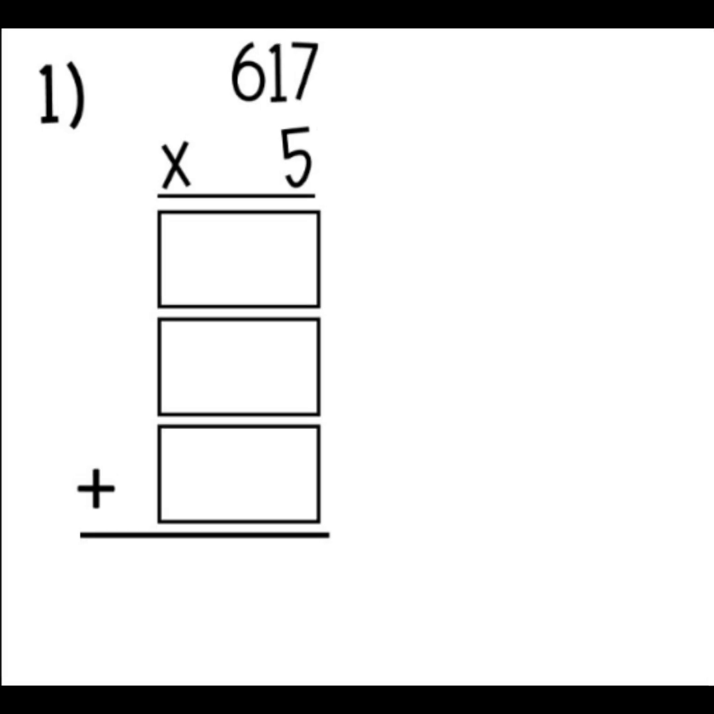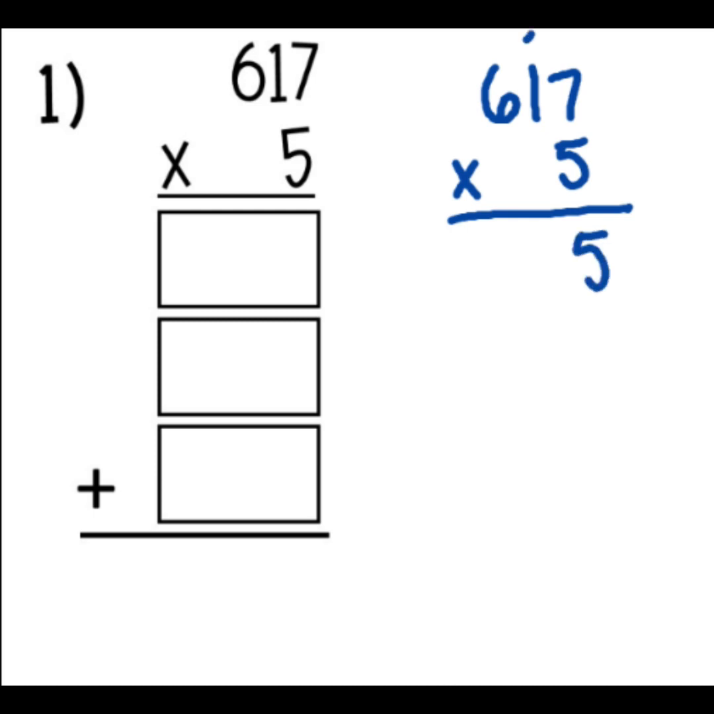Let's start by solving this the traditional way. So I'm going to write 617 times 5. And the normal way, we take the 5 times 7 and we say that that's 35. So I write my 5. I carry the 3. Then I have 5 times 1 plus the 3 that I just carried. I end up with an 8. And then 5 times 6, we end up with 30. So our answer is 3,085.